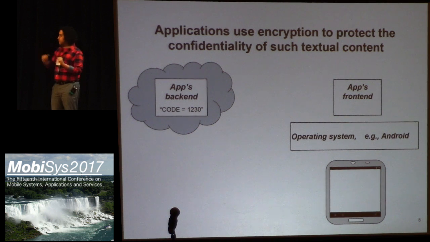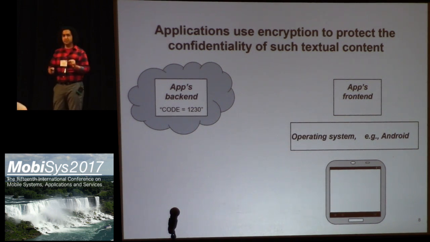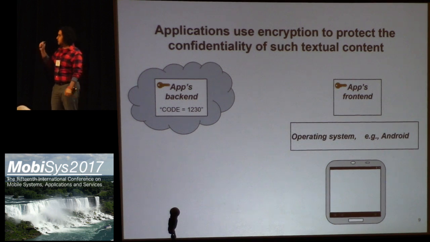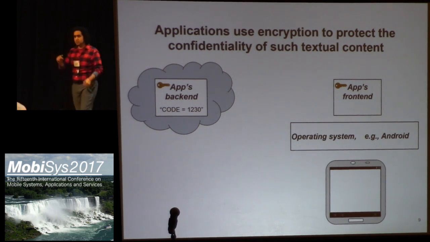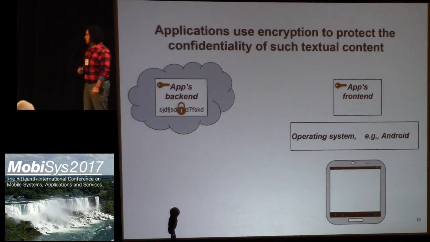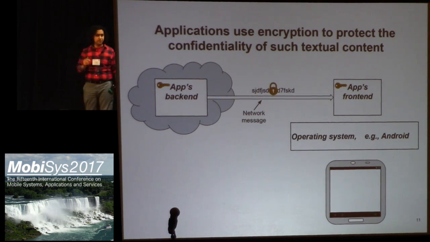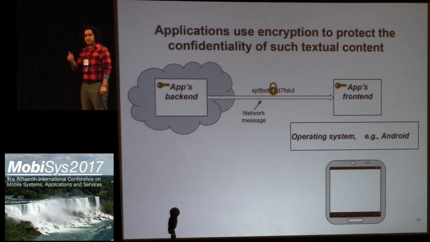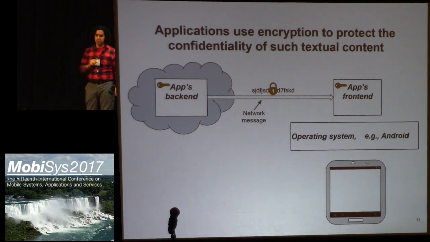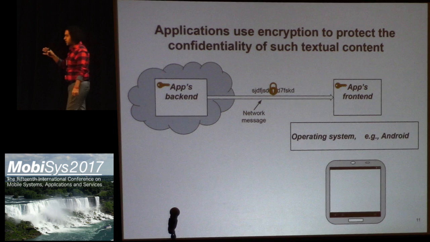So now let's see how we can protect this. The backend and the front end first have to establish a shared cryptography key. And once they have the key, then the backend can use the key to encrypt the text, and then it will generate the cipher. And then it can send the cipher over the network to the front end. And because of encryption, now we've protected our text against any potential eavesdropper in the network. But now this is where the problem actually starts.